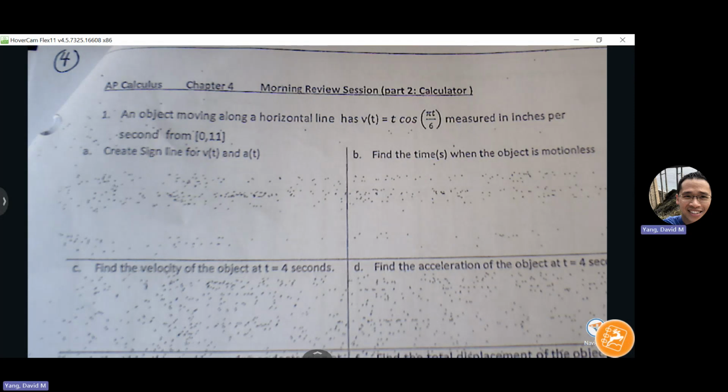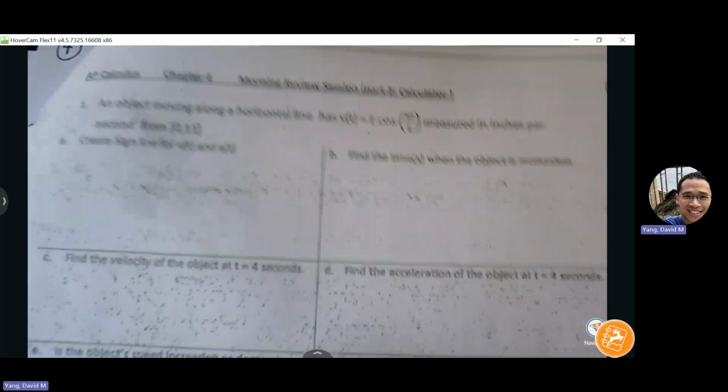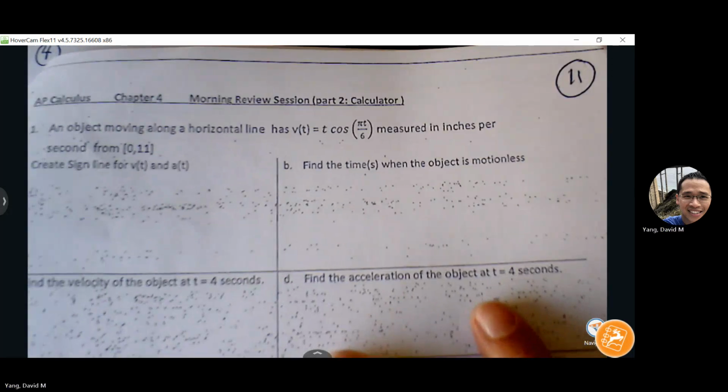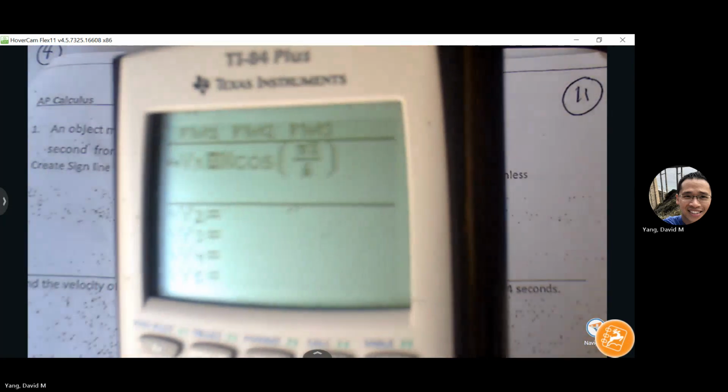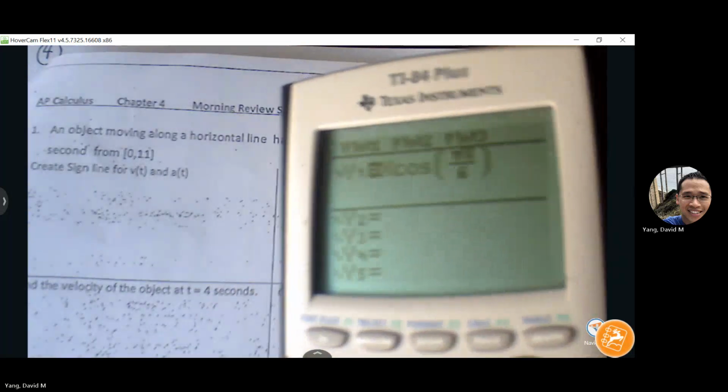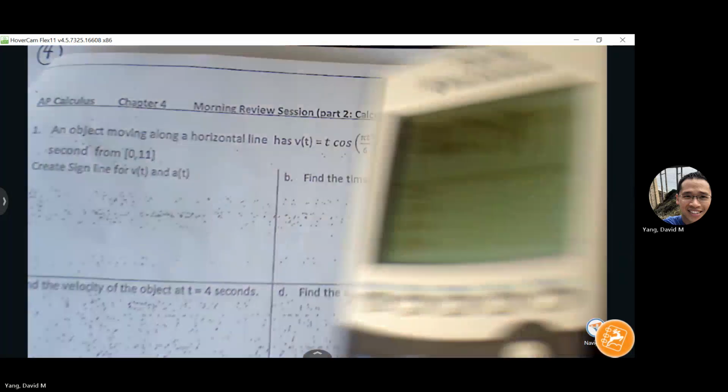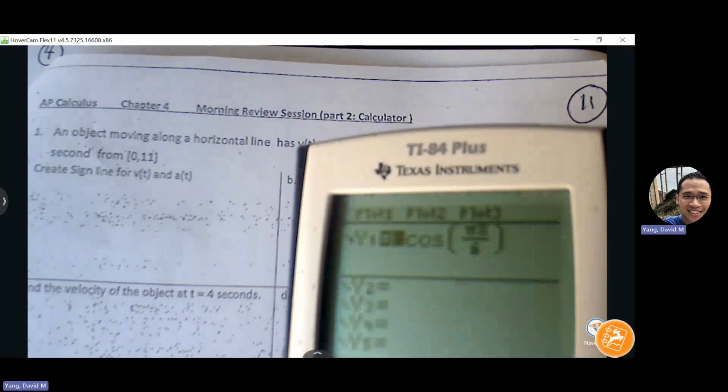All right, so let's do the problem here. An object moving along a horizontal line has v of t equals t cosine of pi t over 6, measured in inches per second, from 0 to 11. Okay, so we're going to graph the velocity function. You're always using variable x in your calculator, so x cosine of x pi over 6.